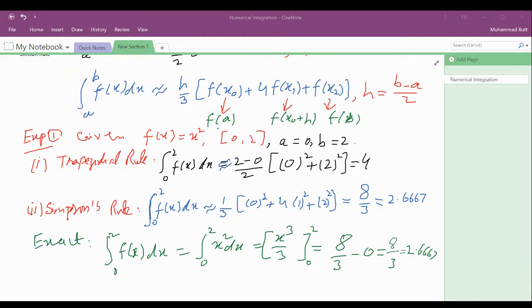Some student is asking B is x1. Khalid has asked me a question: did you say that B is equal to x1? Then how come in Simpson rule x2 is equal to B? Because we are talking about two methods. For the trapezoidal rule, x1 is B. But for the Simpson rule, x2 is B, because in Simpson rule we have 3 points, but in trapezoidal rule we have 2 points. I hope you got my point.